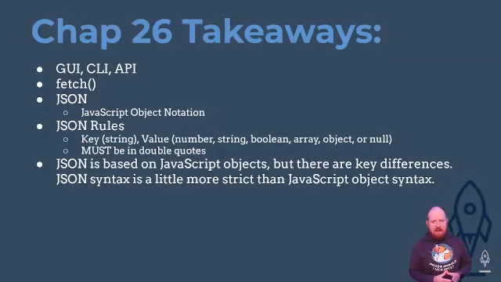And then that last point is kind of what I talked about. It's based on JavaScript objects, but there are some syntax differences, and the JSON syntax is a little bit more strict, mainly with those double quotes. You cannot use single quotes, and the key has to be a string.